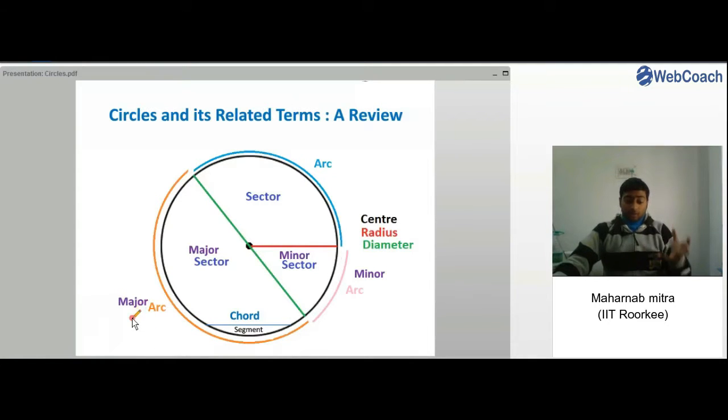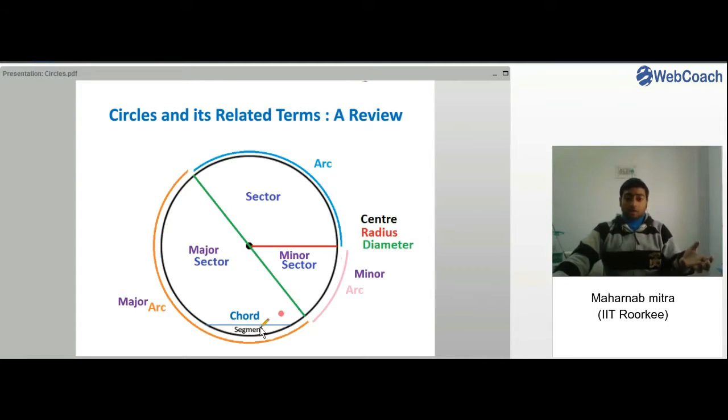And of course there are major arcs, minor arcs, major sectors and minor sectors. And what are those? From the name only you can understand. Major are those which are the biggest or bigger than all the others, and minors are the smaller ones. Like here we have the biggest arc shown in this picture, which is the major arc, and the smallest one is the minor arc. And here the biggest sector, we have major sector, and the smallest one the minor sector.